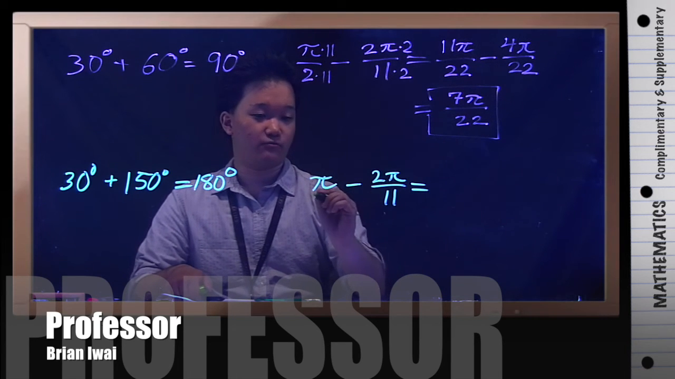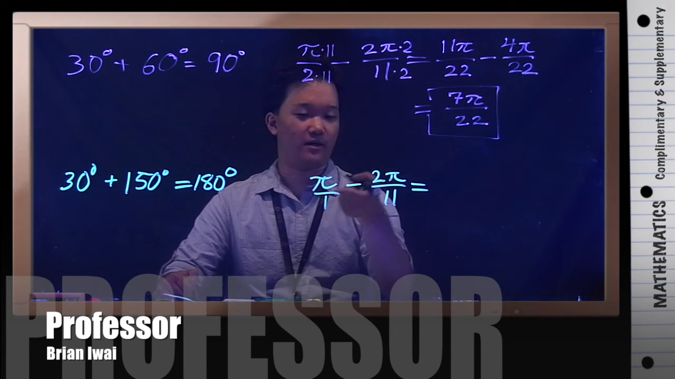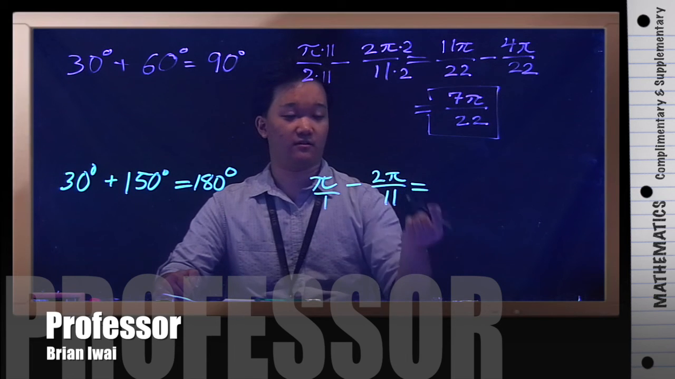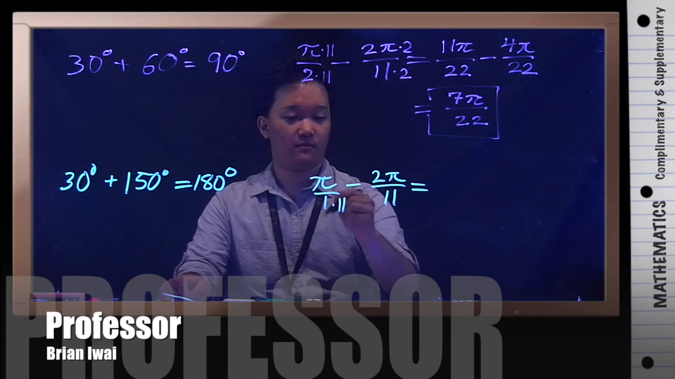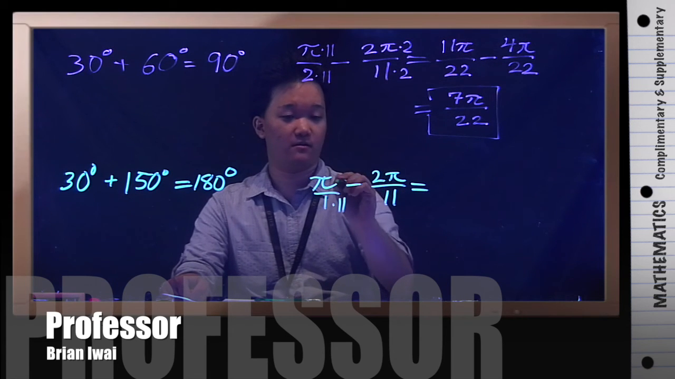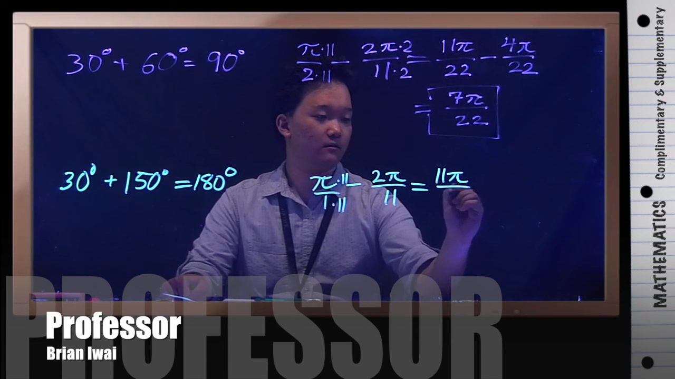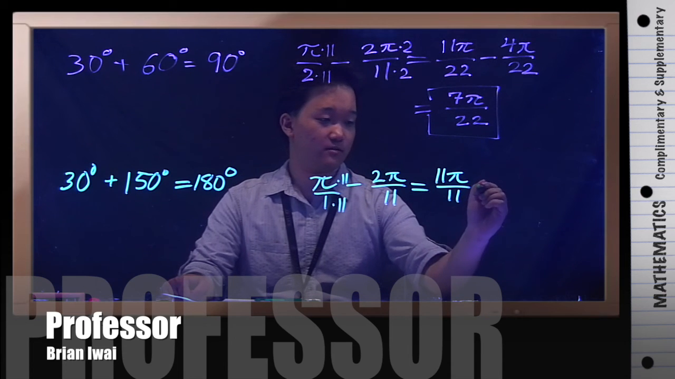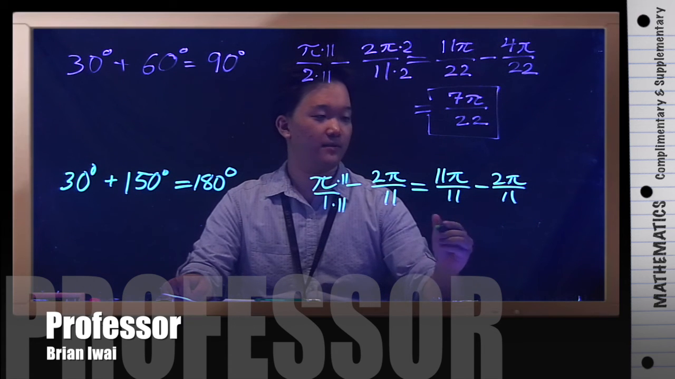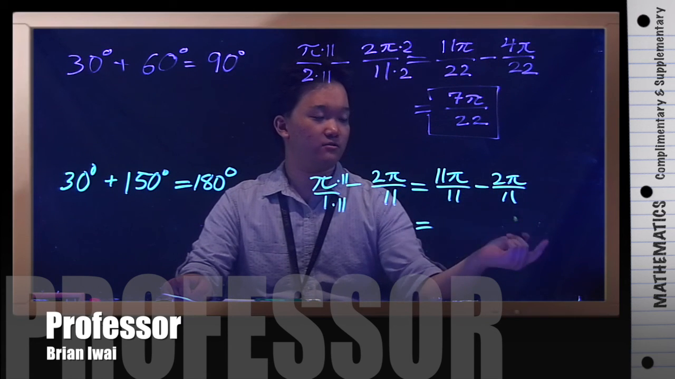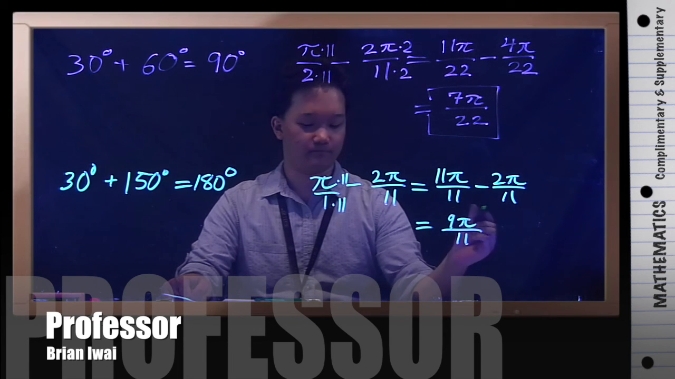π as a fraction is the same thing as π/1. And you cannot just do π minus 2π, 1 minus 11. You have to find the LCD just like the previous problem. So 1 times 11 gives you the same denominator. Multiply π by 11, so the first fraction becomes 11π/11. The second fraction can stay the same, 2π/11, because the denominator is the same. Then 11π minus 2π gives you 9π/11.